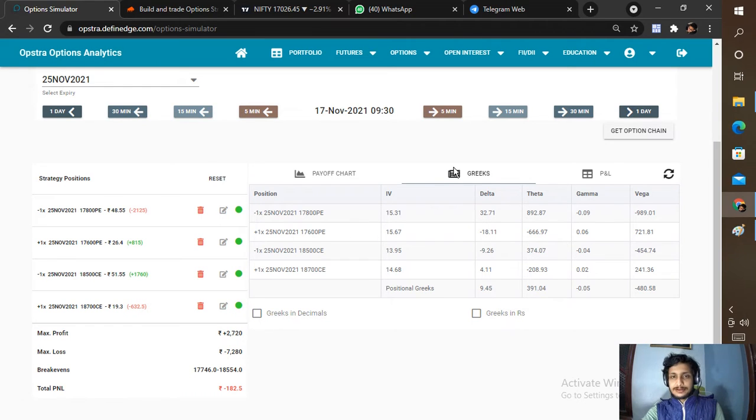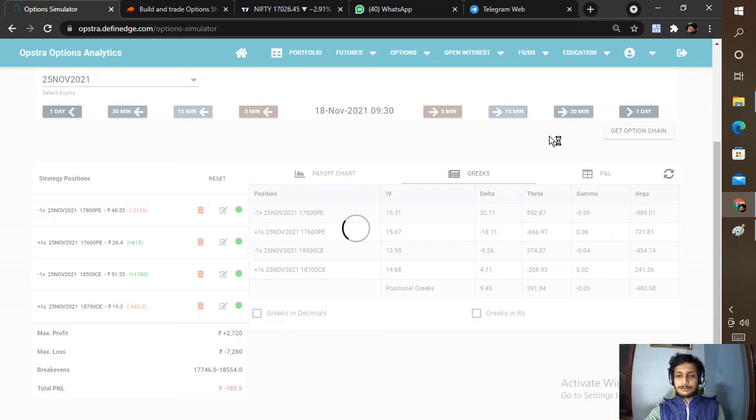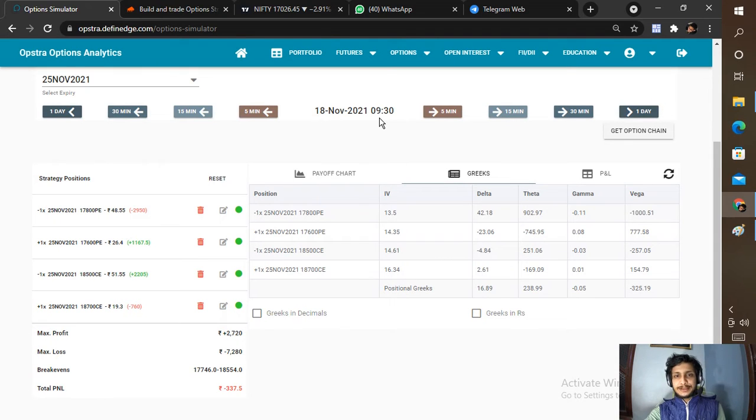Okay, so it was 17th of November and it's 9:45. It's a matter of concern that it is gradually moving towards 15. It is gradually approaching 10. So let's move to the next day. It was 18th of November, the opening bell of the market. It's 9:30 a.m. right now, and you're in a loss of 337 rupees. The matter of concern is the positional delta. It has crossed 15. It's 16.89 right now.